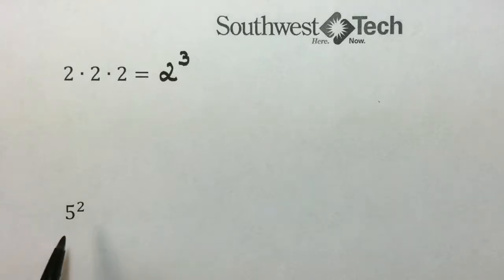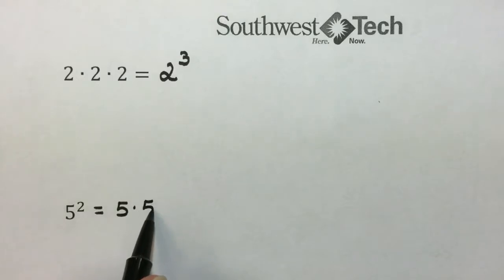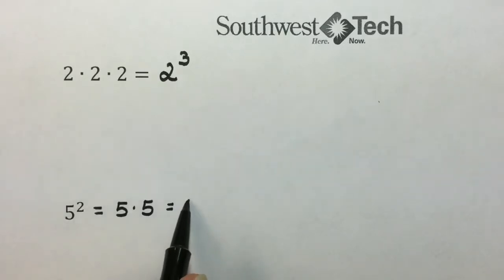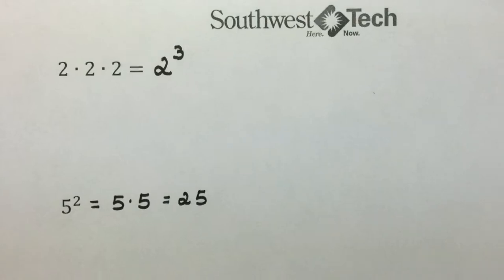If we have something already in exponential notation, we can write it in expanded notation, because 5 to the power of 2, often read 5 squared, is shorthand for 5 times itself 2 times. And if we simplify that, we would end up with an equivalent value of 25.